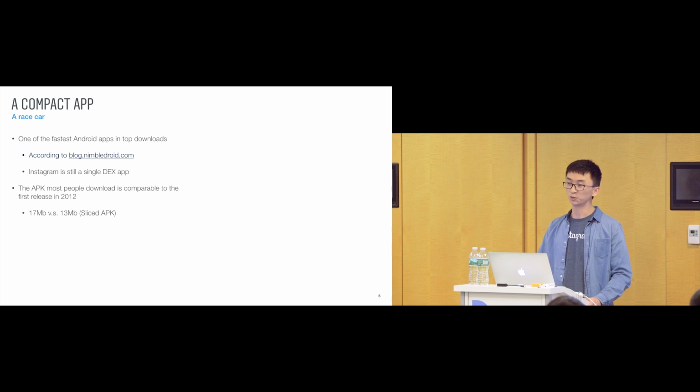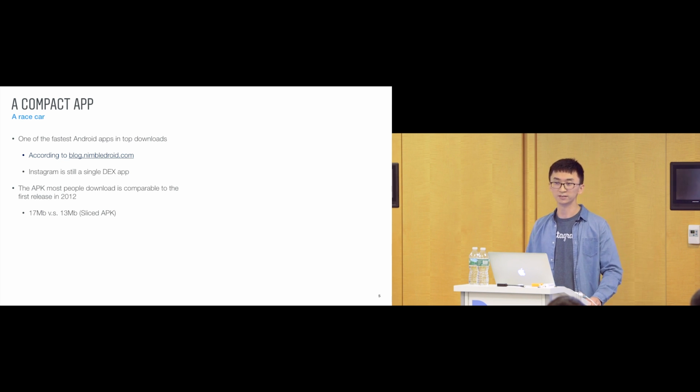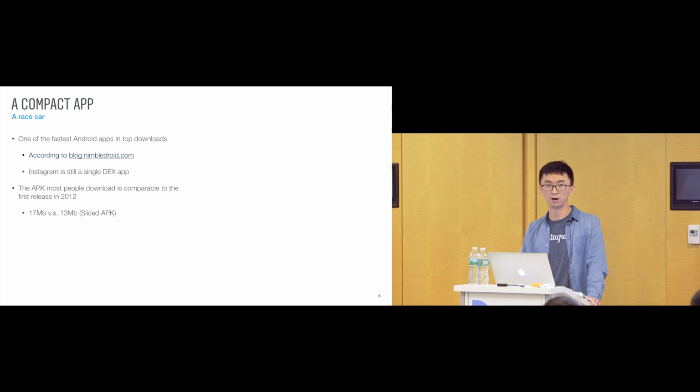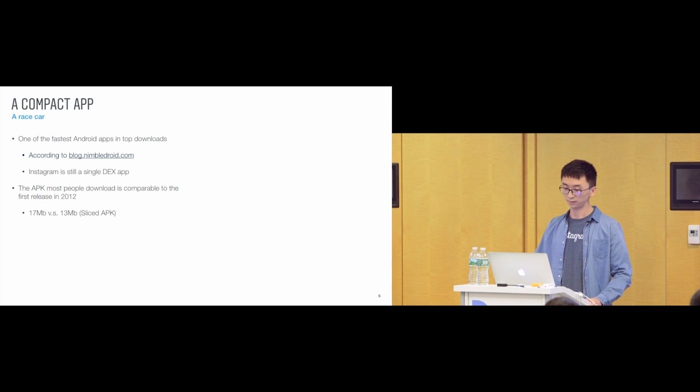And the APK most people download today is not smaller than 4 to 5 years ago. I mean, that's impossible, but the size is still comparable. The first version we released in 2012 was 13 megabytes, and the APK most people download is 16, 17-ish megabytes. So we have managed the scale of the code base and the size of the app very successfully in these years.